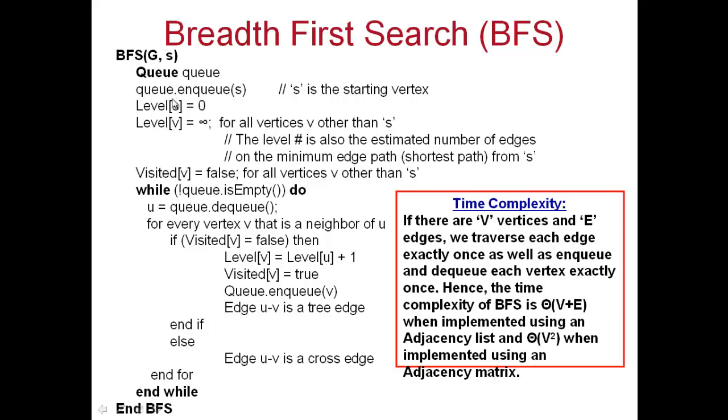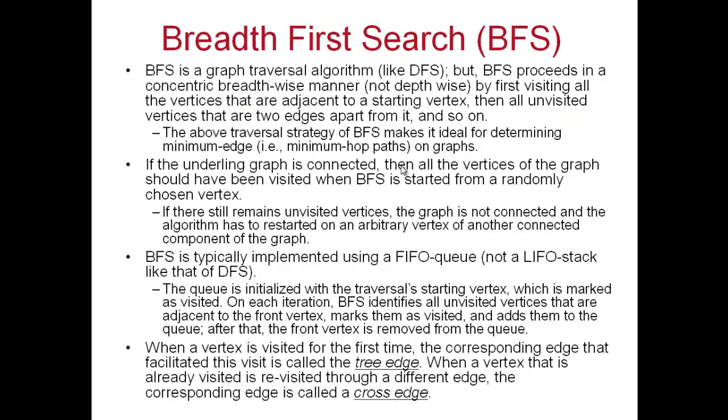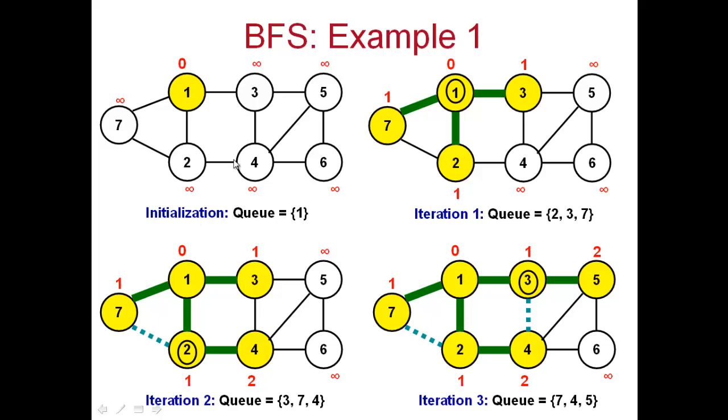So you initialize the queue by enqueueing, adding vertex S to the queue, then set the level numbers of the vertices other than S to be infinity. For S, it is 0. Then the visited Boolean flag for the other vertices is false, and for the starting vertex, it is true. With all these things, we can go through the iterations. In each iteration, what we will do is dequeue from the queue.